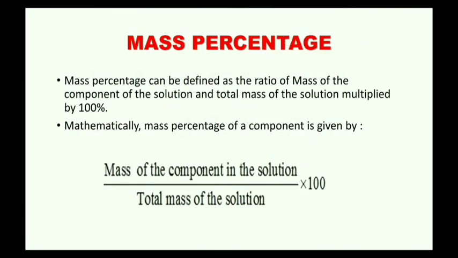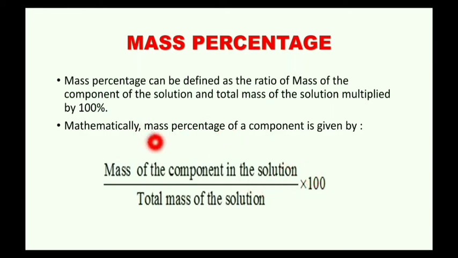mass percentage. So let us understand what is mass percentage. So mass percentage can be defined as the ratio of mass of the component of the solution and the total mass of the solution multiplied by 100%. So since mass percentage we are going to calculate, so we are using the formula here, mass of the component in the solution divided by total mass of the solution into 100.